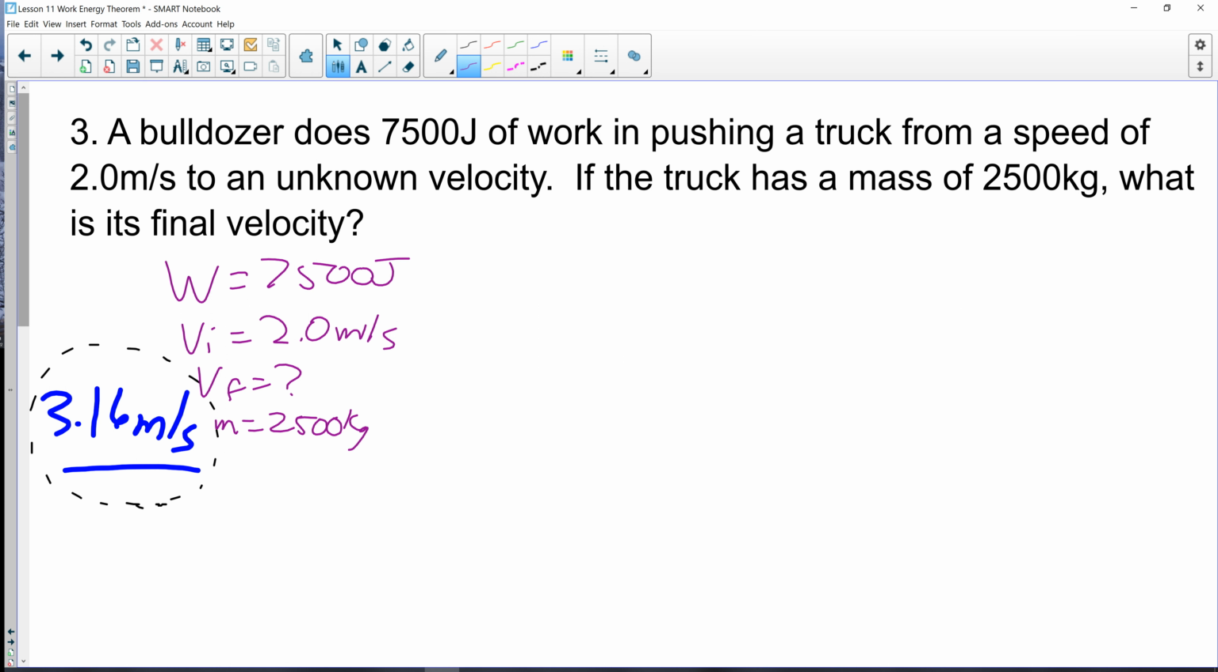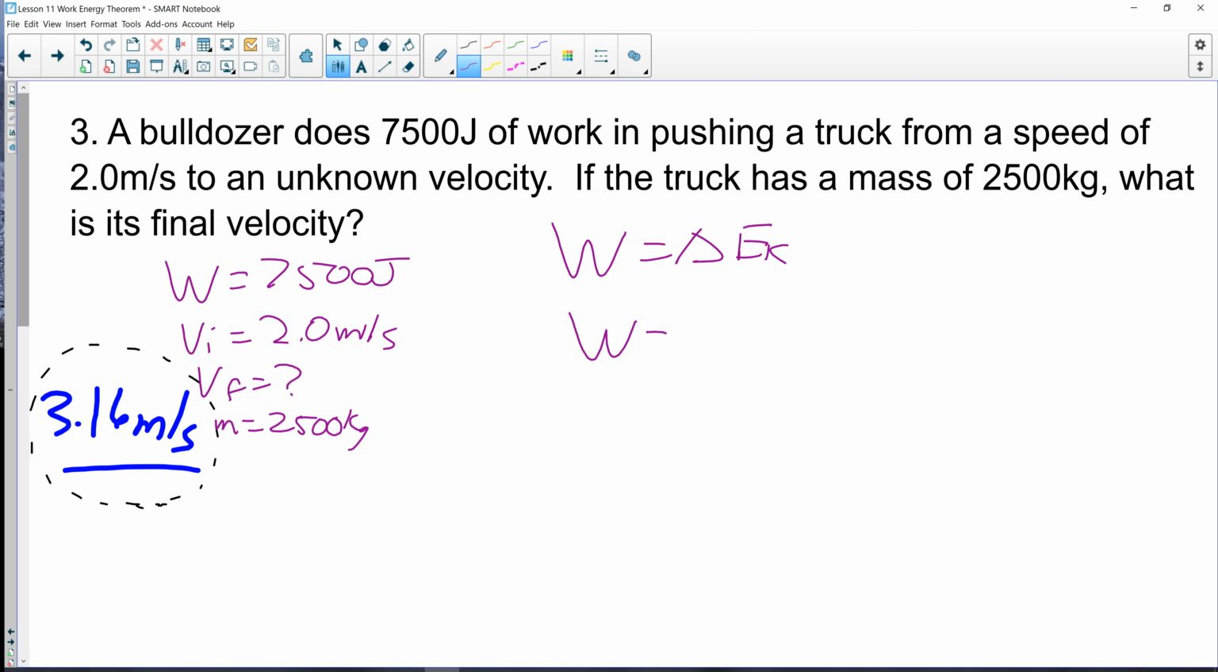What kind of energy is changing in this question? Kinetic. Speed's changing. There's no mention of it going uphill or anything like that, so there's no change in potential here. The work being done is changing the kinetic energy. I already know the work, so I don't even have to put in the force times distance part. I know what this number is already.